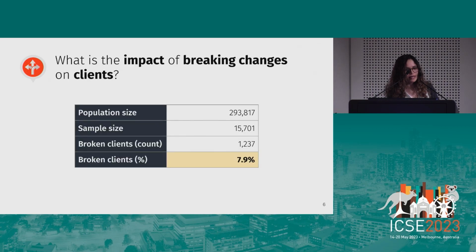The final question is, what is the impact of breaking changes on clients? And personally, this was the most interesting one for me. So what we did is select the whole population of clients, depending on any type of upgrade. We sampled that population, and then we checked the broken clients, the ones that were actually impacted by those breaking changes. And surprisingly for us, we saw that less than 8% of these clients are actually being directly impacted by the breaking changes.